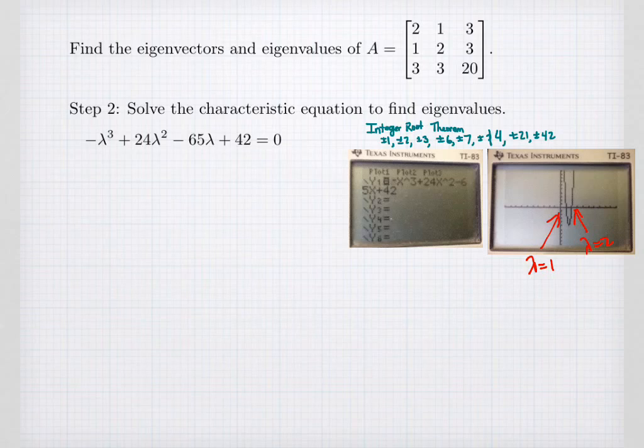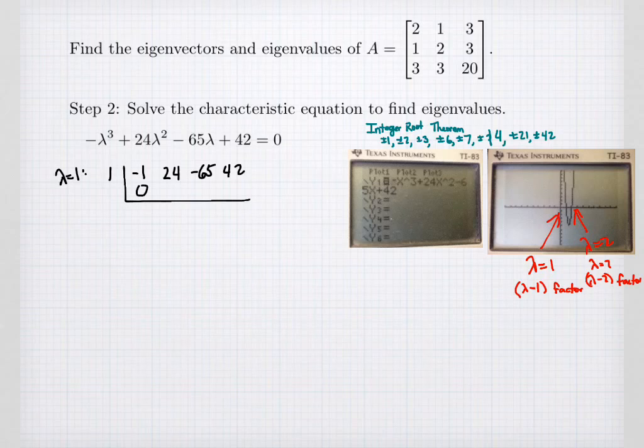Now, if lambda equals 1 is in fact a root, lambda minus 1 is going to be a factor. And if lambda equals 2 is a root, then lambda minus 2 will be a factor. So I need to see if I can factor that polynomial. One way to do that is long division, and the faster way is actually to use synthetic division. So we're going to see about lambda equals 1 by doing synthetic division. We're going to test the root of 1 with our coefficients -1, 24, -65, and 42.